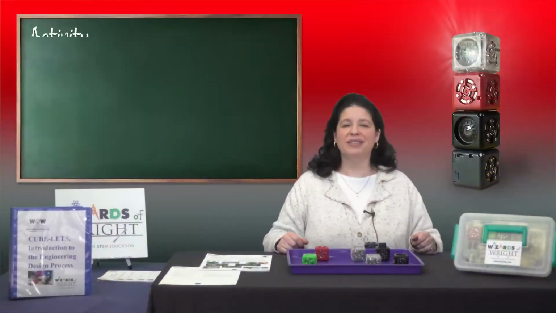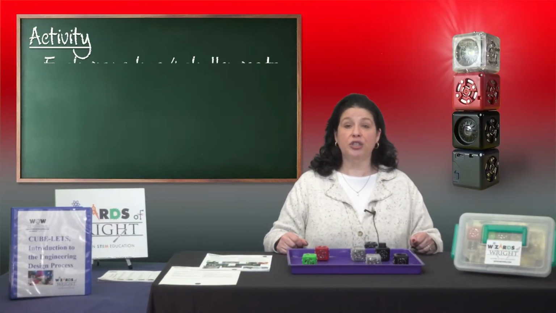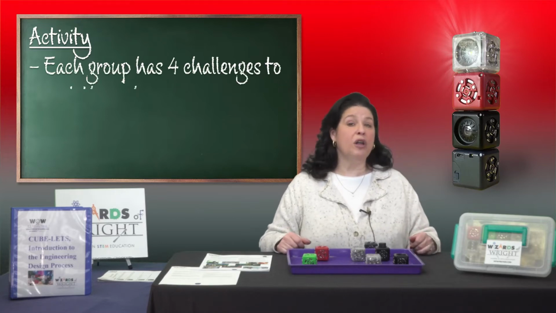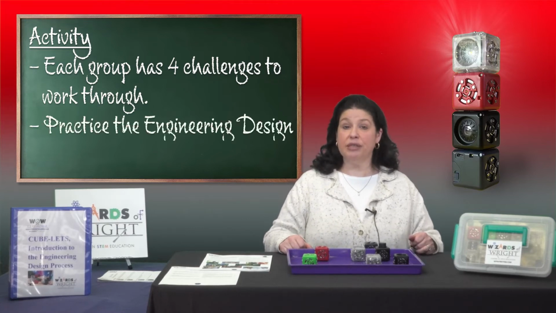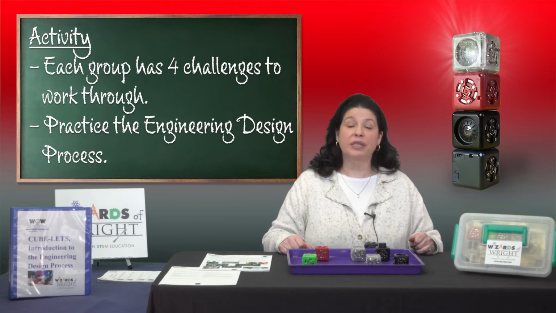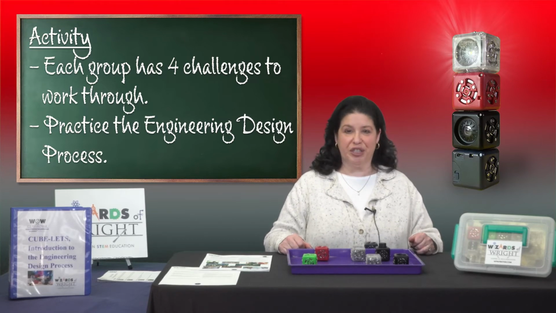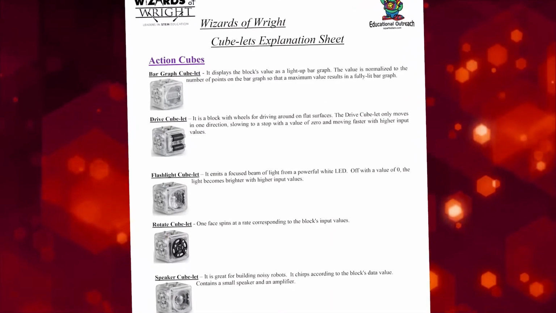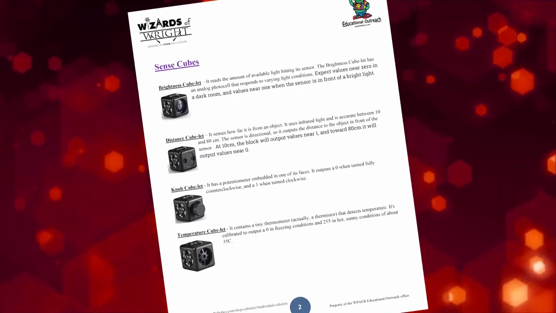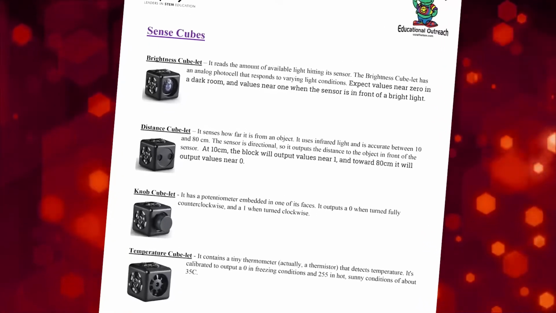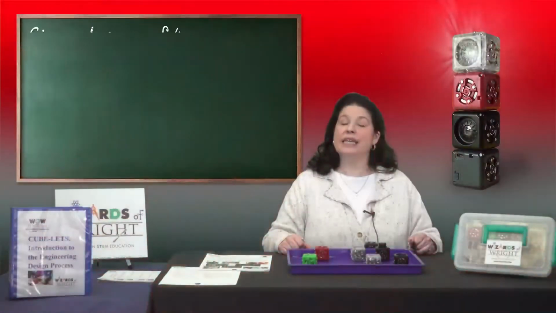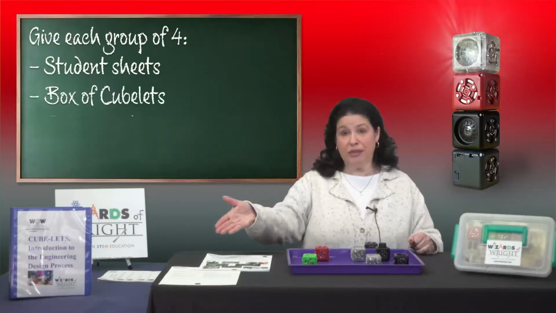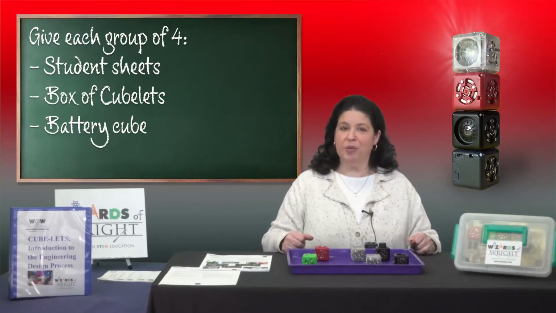Okay, let's talk about your next activity. Your group will have 4 challenges to work through. You may not have time to complete all of the challenges, so start with whichever one your group decides on. You should practice the engineering design cycle by defining the problem, building a potential solution, and then testing your innovation. Teachers, explanation sheets are available if you think the students need to use them. It has a picture of the cube, its name, and a brief description. The logic sheet may be the most beneficial. Please give each group of 4 the student sheets, boxes of Cubelets, and a battery cube. I'll wait while you complete these challenges and meet you back here.